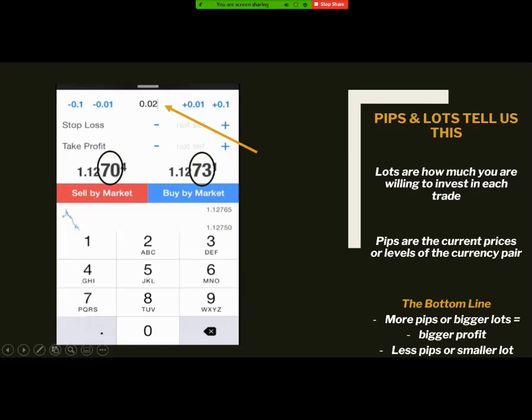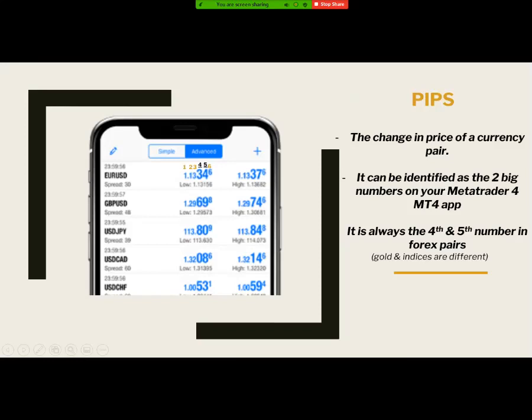The smaller or the less pips you get or your smaller lot size means you still make profit, but it's just not as much. But let's talk about exactly how do I find it? Where is it, right? You look at your basic screen and you see all these numbers, all right? Your pips, again, is going to be the change in the price for each currency pair. And these are your currency pairs: Euro USD, GBP USD, USD JPY, USD CAD, USD CHF, right? Those are the pairs.